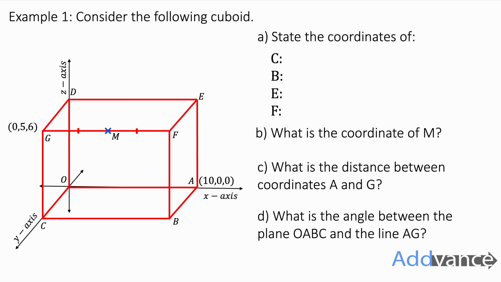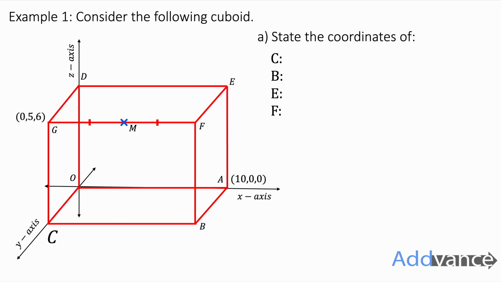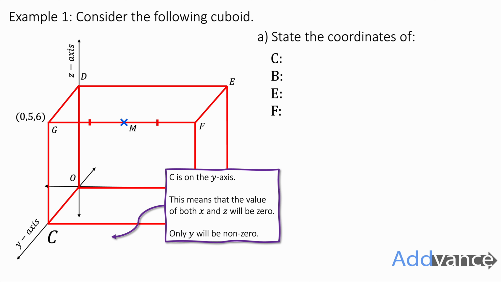Let's start with part A. Here we're asked to find the coordinates of C. So C is in the bottom left, and C is on the y-axis. This means that the value of x and z will both be 0, and only the y-coordinate will be non-zero. So we know that x and z will both be 0, and we want to find the y-coordinate.